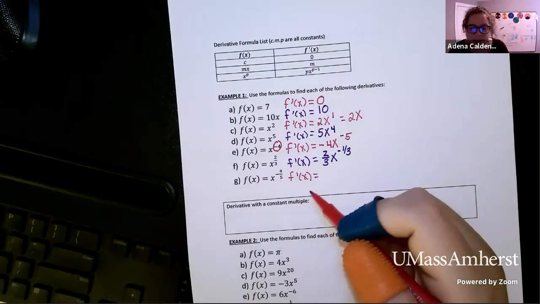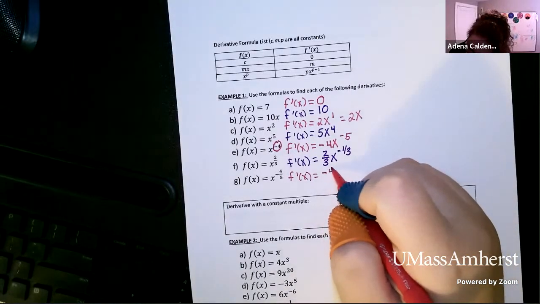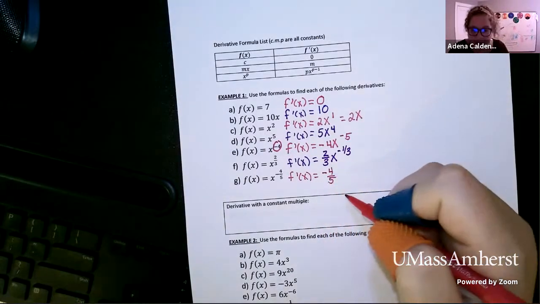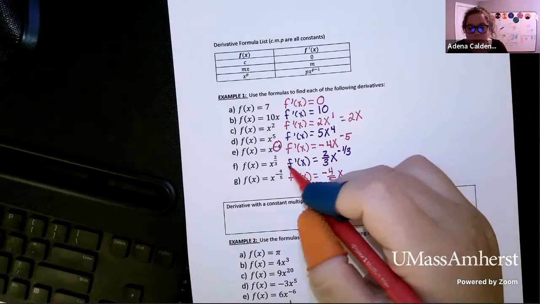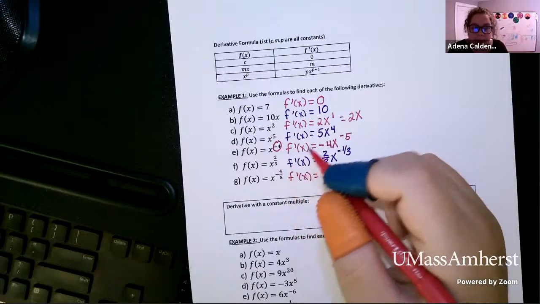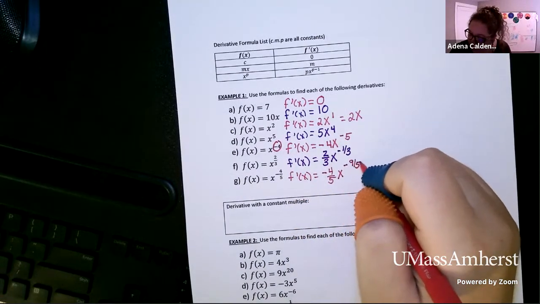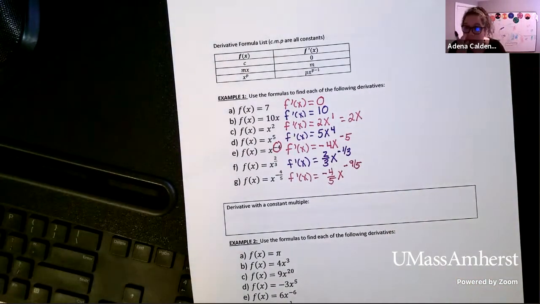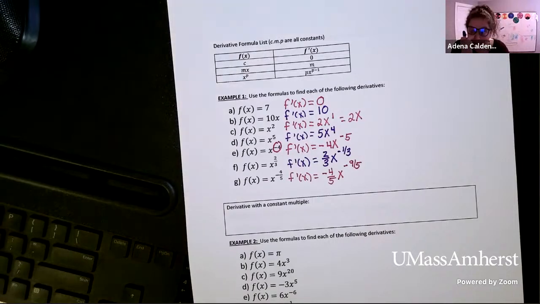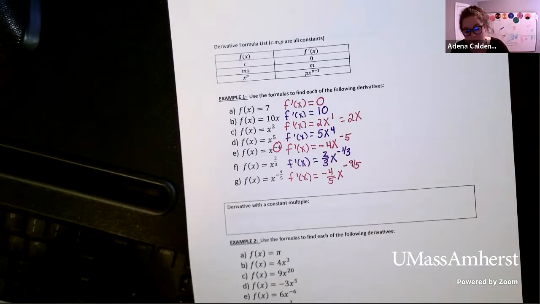Finally, we have x to the negative 4/5. So again, the entire power comes down out front. So negative 4/5. And then we're going to subtract 1 from this power. So negative 4/5 minus 1 is going to give me negative 9/5. So again, whenever your power is negative or a fraction, you just want to be extra careful when you're doing the subtraction part of the power rule.